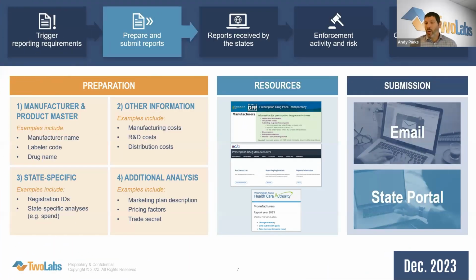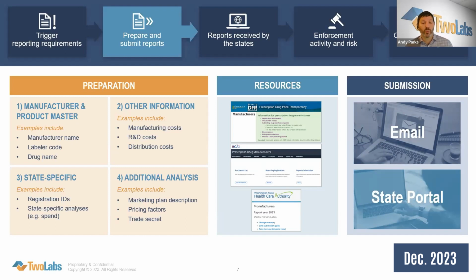First of all is kind of the low-hanging fruits, the manufacturer and product master information. This is pretty straightforward, things like manufacturer name, labeler code, drug name, things that are probably readily available and may only take a couple of minutes to prepare.